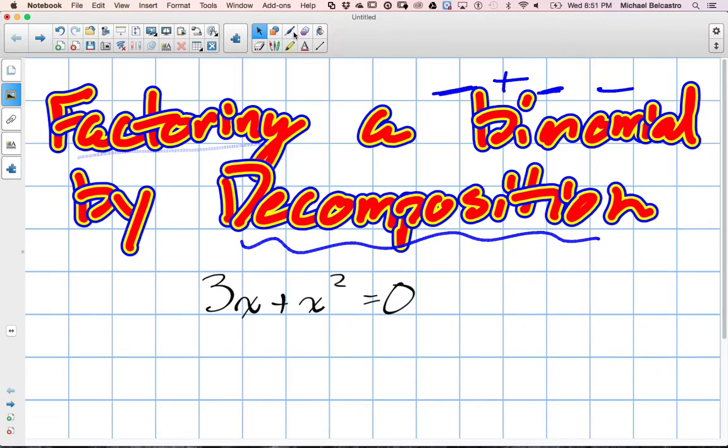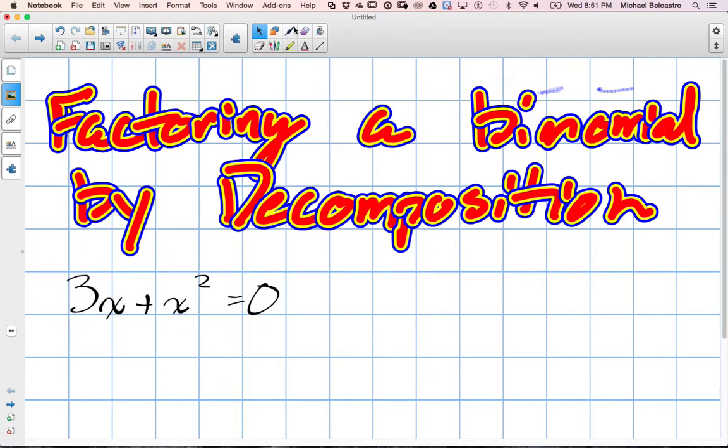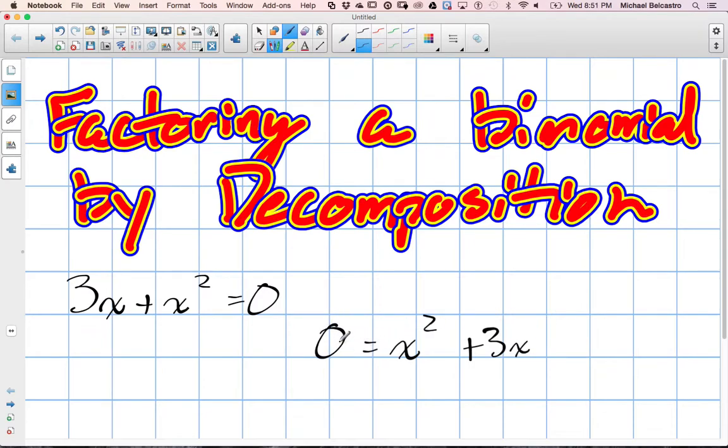So I'm going to rearrange this one just a little. Usually we put the x squared first and then plus 3x, and we'll set it equal to 0 on this side. If you remember, standard form is y equals ax squared plus bx plus c. So we have an a, we have a b, and what on earth is our c?